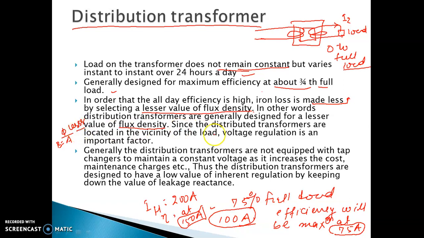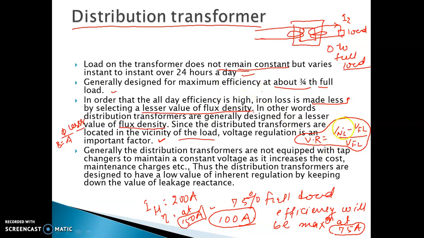Flux density, flux by area, that is B equal to phi by A, is lesser compared to the power transformer. Since distribution transformers are located in the vicinity of the load, near to the load, voltage regulation is an important factor. You know already what voltage regulation is. Voltage regulation means voltage at no load minus voltage at full load divided by voltage at full load. This is important in a distribution transformer because it is connected near to the load. The load is fluctuating, so this voltage will also fluctuate.